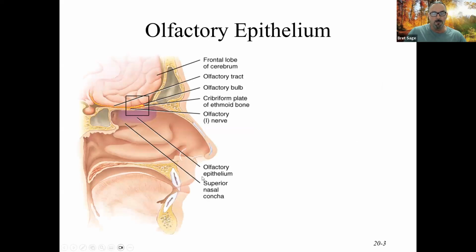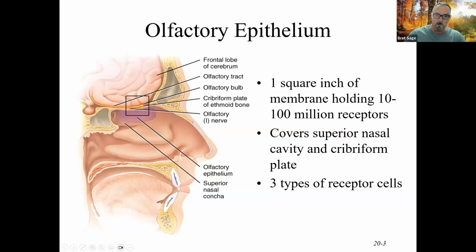Okay, your olfactory epithelium. Now, here's an interesting factoid. This thing that we call our nose, the thing I'm touching right now, has basically nothing to do with our sense of smell. The olfactory epithelium, which is way up inside there, you see the purple area, that is what gives us our sense of smell. This thing that sticks out of our face has nothing to do with our sense of smell.